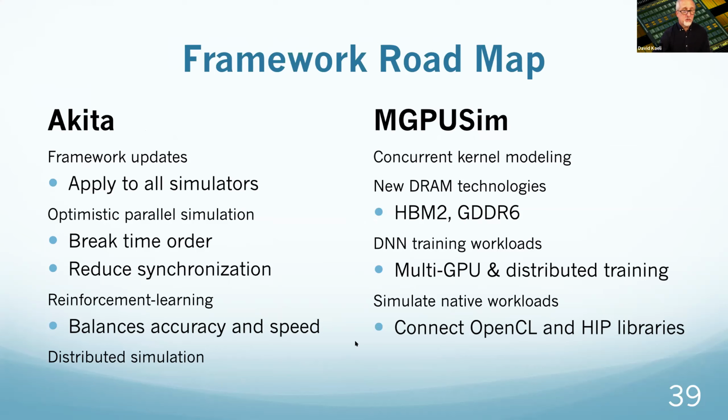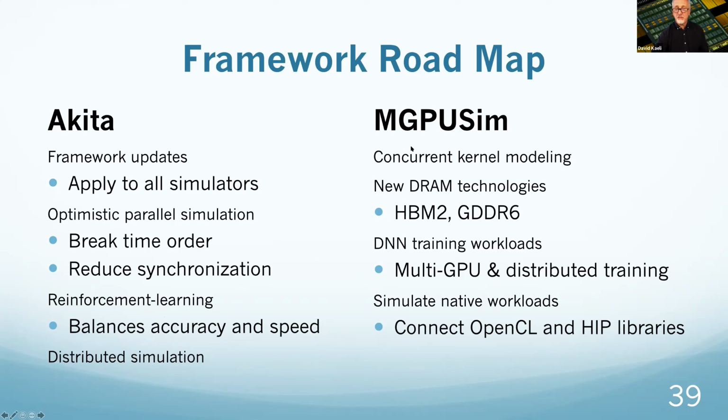We're looking at relaxing some of the ordering and having optimistic parallel simulation, so we can break time order and reduce synchronization. We may need the ability to roll back, but we can get better scalability. We're also looking at using machine learning, through reinforcement learning, to get a balance between accuracy and speed. And then we're looking at doing distributed simulation on a cluster.